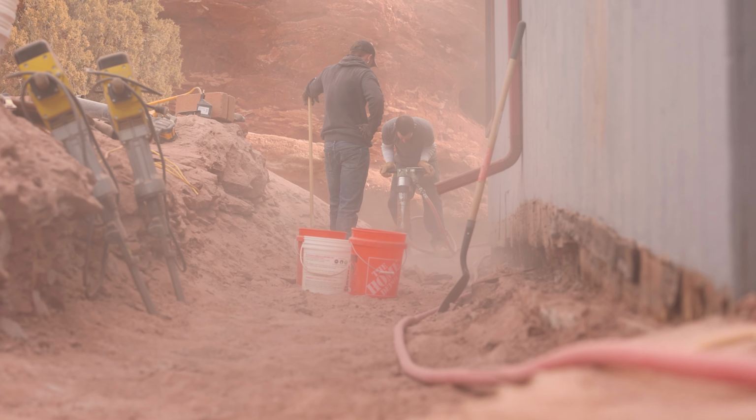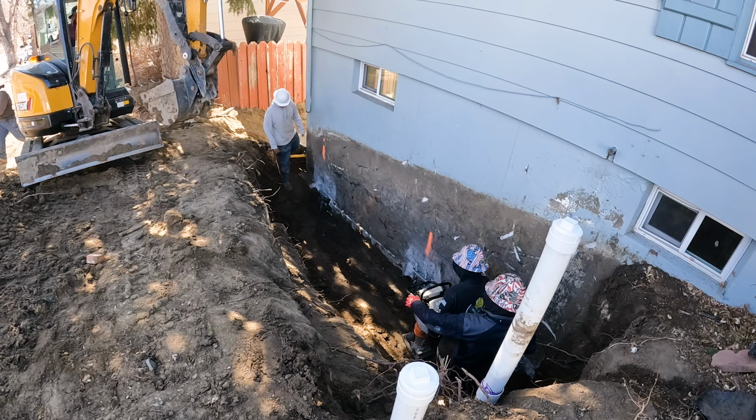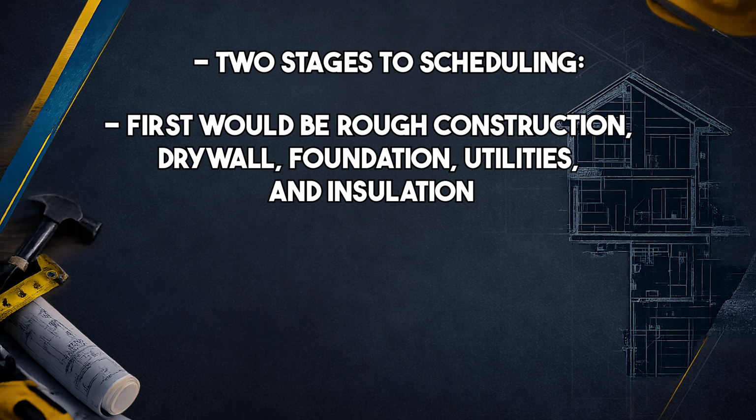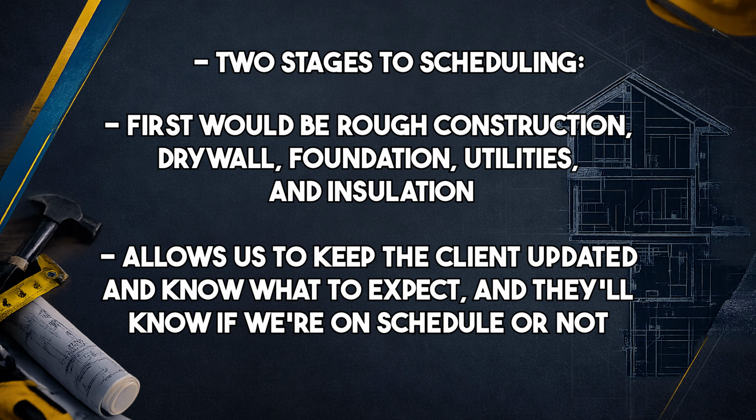Yeah, so when we start scheduling, we typically do it in 2 stages or 2 phases. First one being rough construction. That would be the foundation first, drywall, all the utilities roughed in, all that kind of stuff, all the way up through insulation. And it just allows us to keep the client kind of updated live, in the loop, know what to expect. They know if we're on schedule or not.